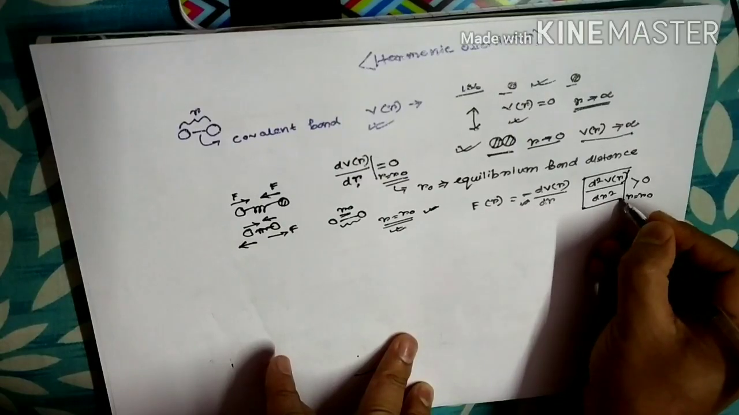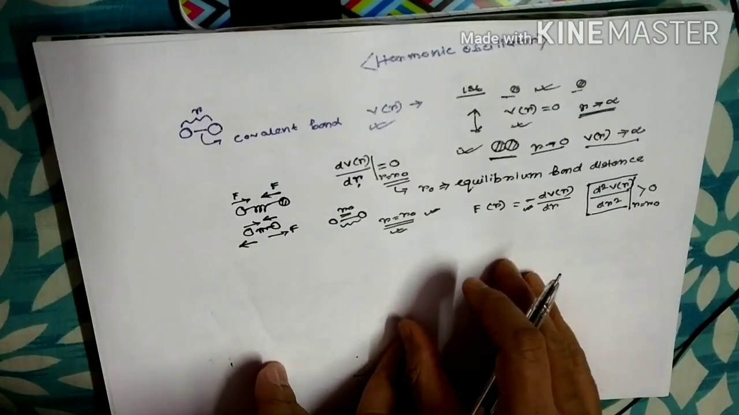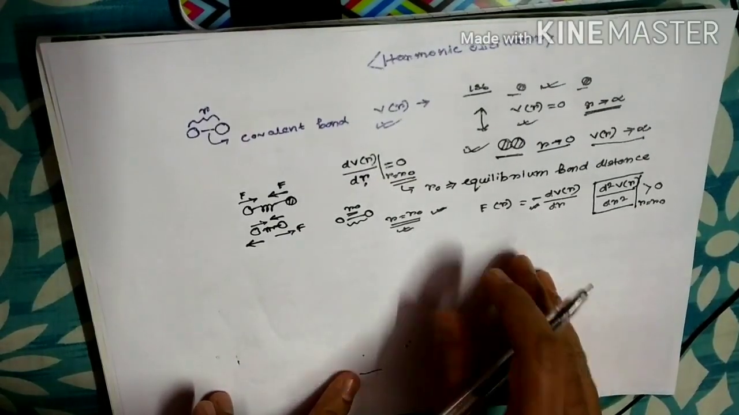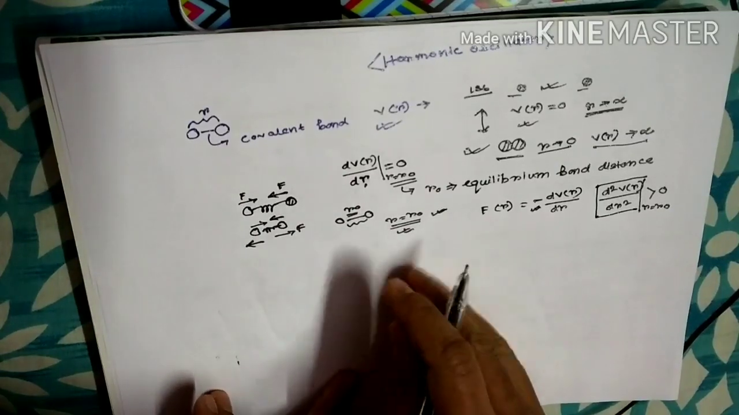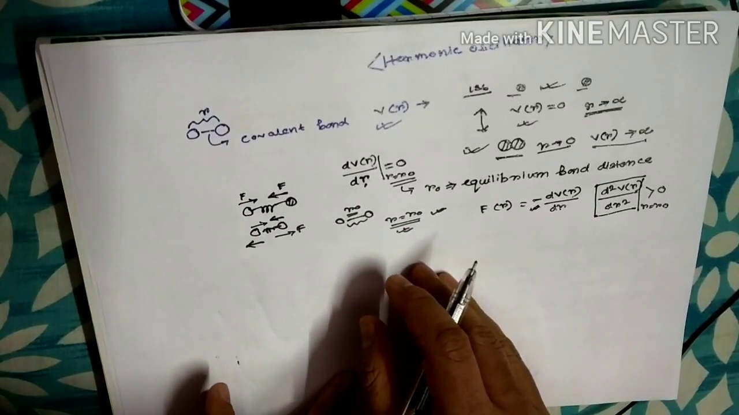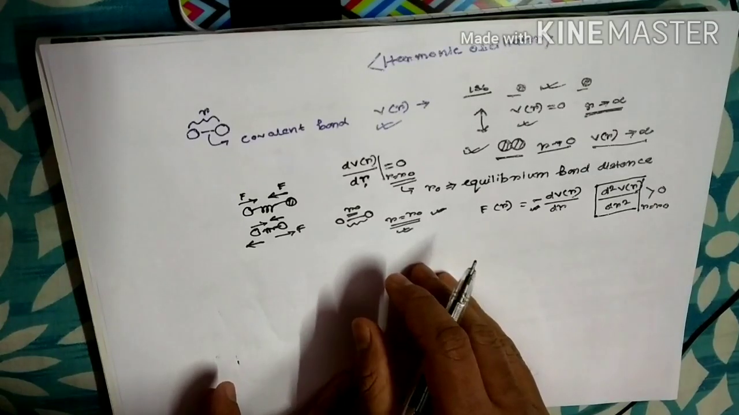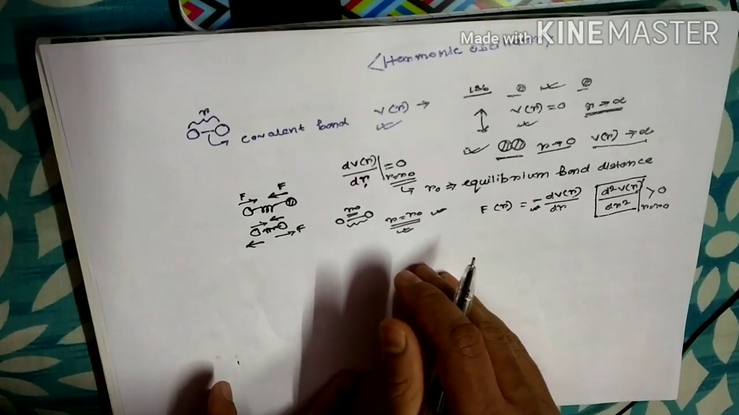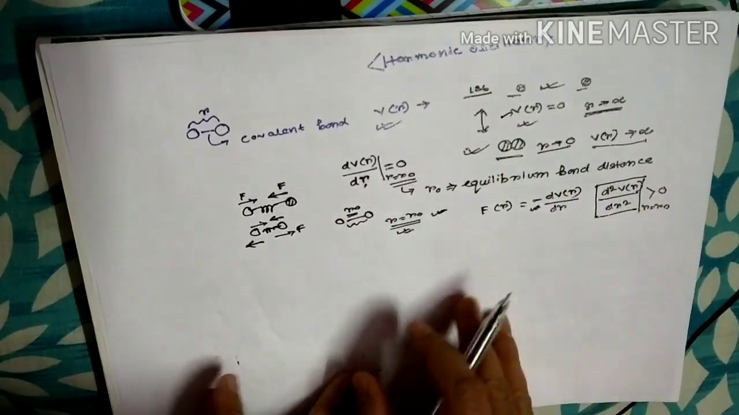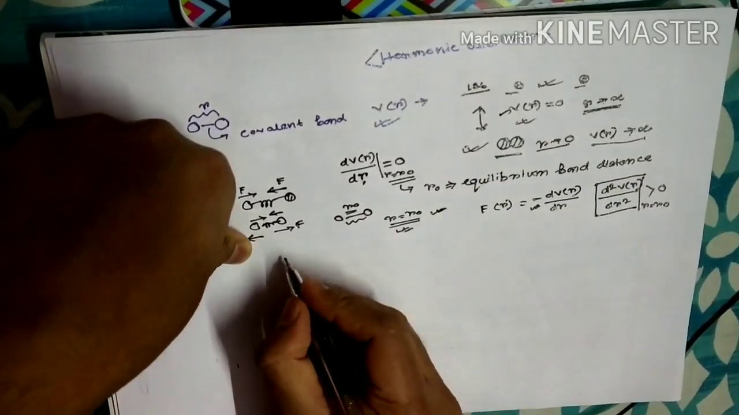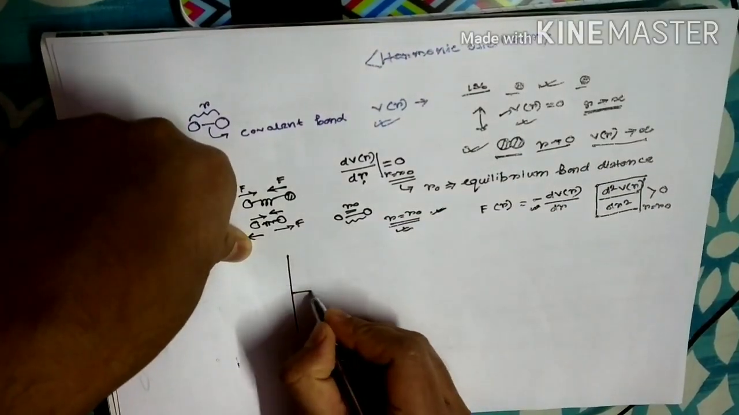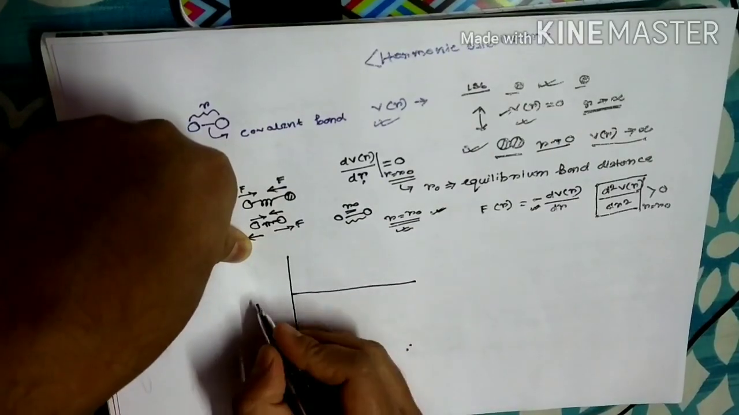So this is another condition. We will try to see how this potential energy diagram looks for a diatomic molecule, and we will try to figure out or model the potential energy function for these types of systems. So this is the potential energy diagram.